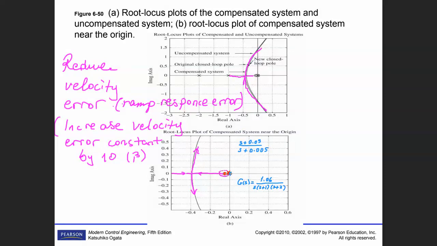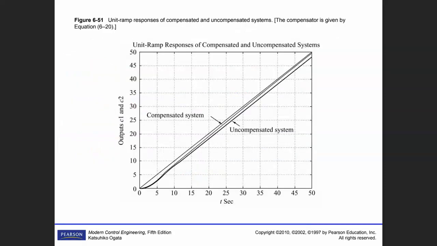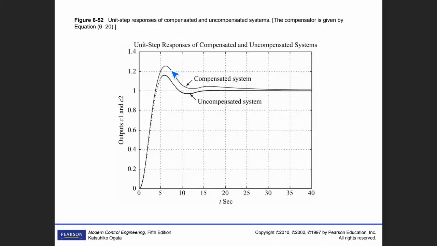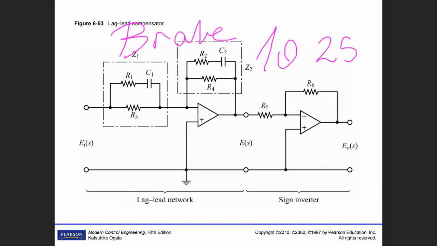Now I'm moving on. And also we have seen that the compensated system reduced the steady state error for ramp response, and the step response is slightly worse than the uncompensated case, of course. Transient is affected. That's the end of your chapter.